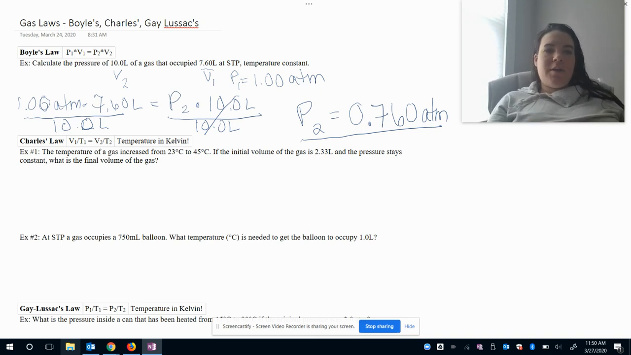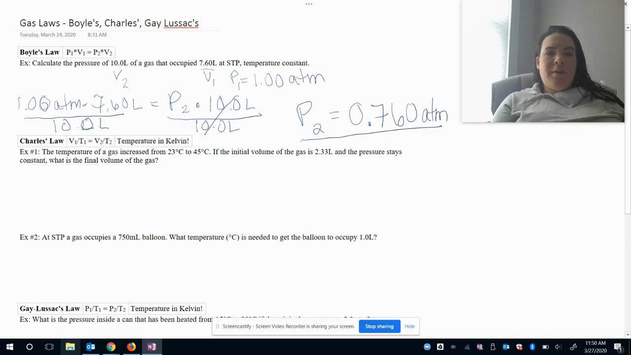Next one is Charles' law. This one is volume divided by temperature. The values, volume and temperature, increase and decrease together. For all gas law problems that have temperature, you need to convert it to Kelvin. We usually measure in Celsius, so we're going to be adding 273.